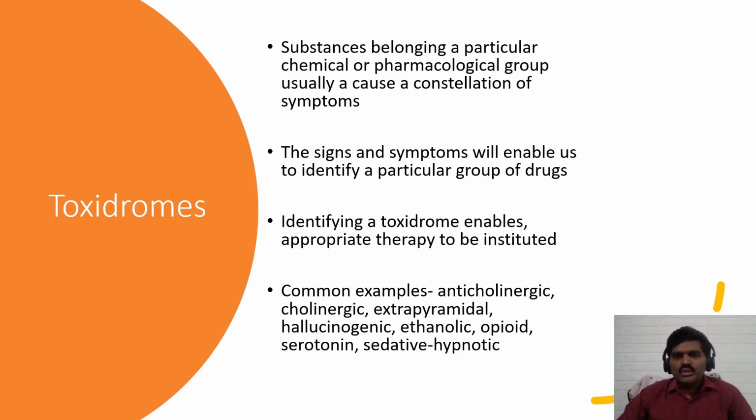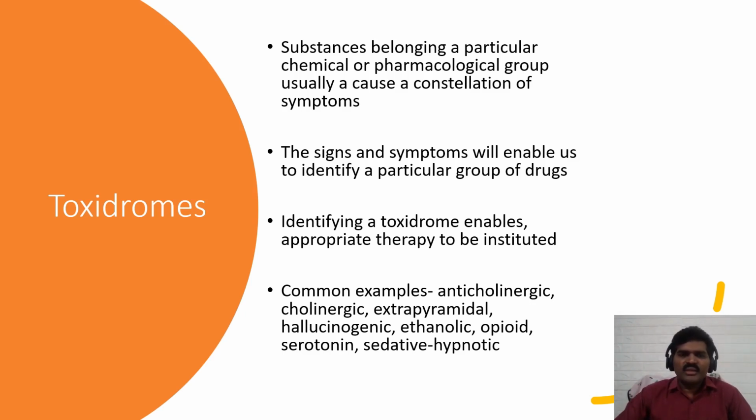Substances belonging to a particular chemical or pharmacological group usually cause a constellation of symptoms which are constant whenever the poison is consumed. This constellation of signs and symptoms caused by a particular pharmacological group is called a toxidrome. Signs and symptoms will enable us to identify a particular group of drugs, and you can plan antidotes and your management accordingly. Identifying a toxidrome enables appropriate therapy to be instituted.